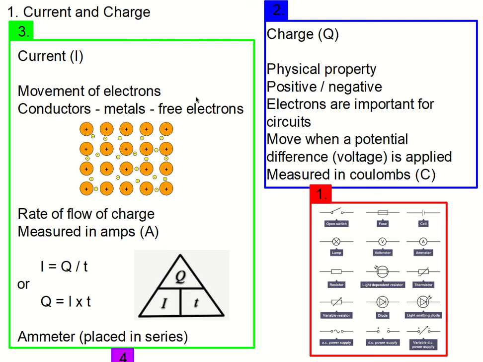Now, how does that happen? We're looking at conductors here. A conductor is a material that allows a current to flow quite easily. There are lots of different conductors, but in terms of electricity and circuits at GCSE, metals are the ones we're mainly looking at. So why does that work? It's because metals have these things called free electrons, which you might have heard of before.